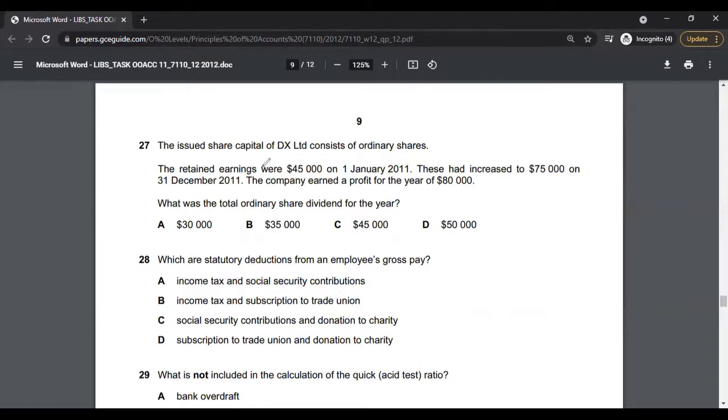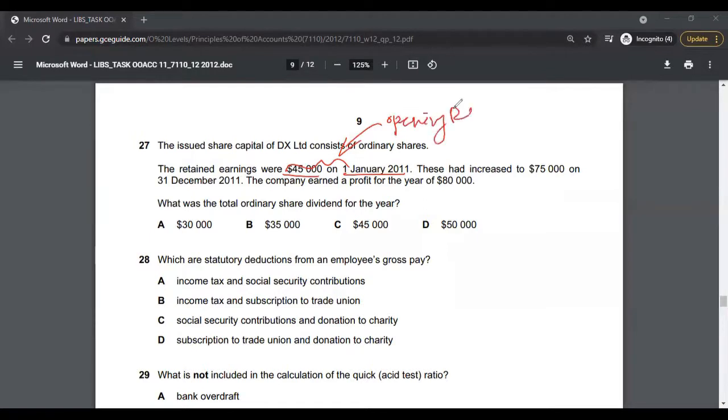Multiple choice 27. The issued share capital of DX Limited consists of ordinary shares. The retained earnings were 45,000 on 1st January. So this is opening retained earnings. These had increased to 75,000 on 31st December. So this is closing retained earnings. The company earned a profit for the year of 80,000. What was the total ordinary share dividend for the year?